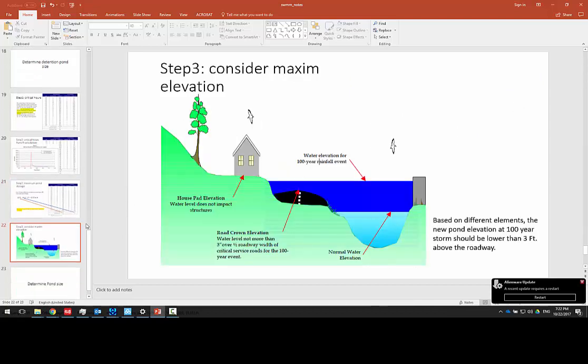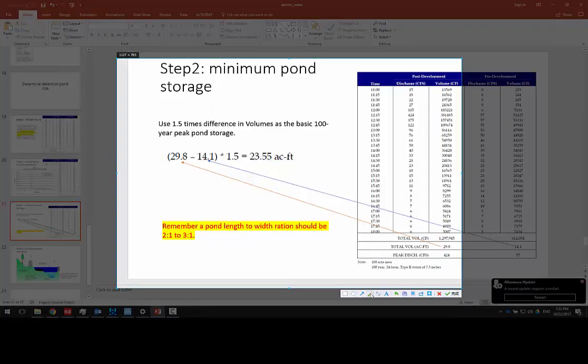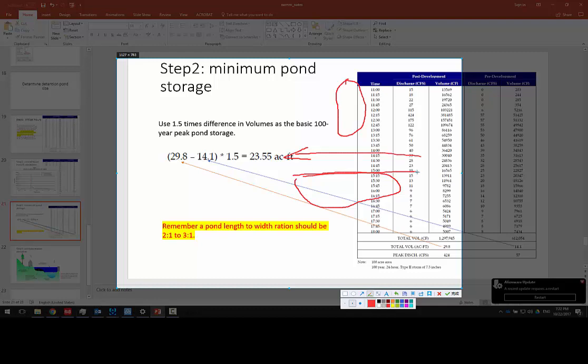And the other thing is when designing the detention pond, you want to make sure the length and the width ratio should be 2:1 or 3:1, which means if the water runs this way, you may want your pond like this. You don't want to make a pond like this. Okay, so length should be bigger than the width.